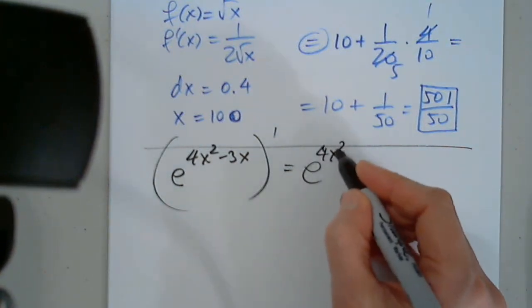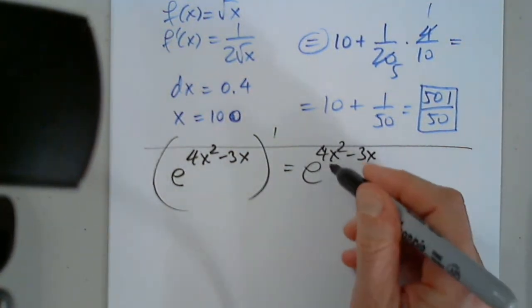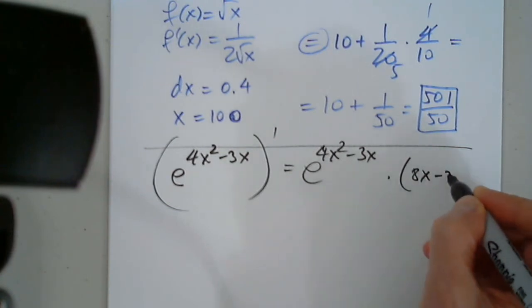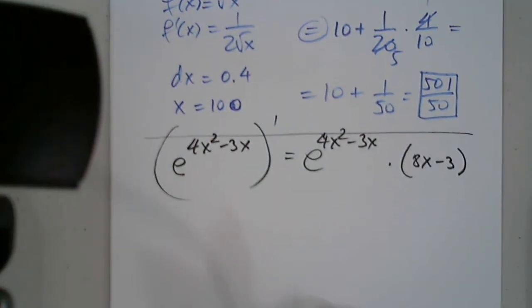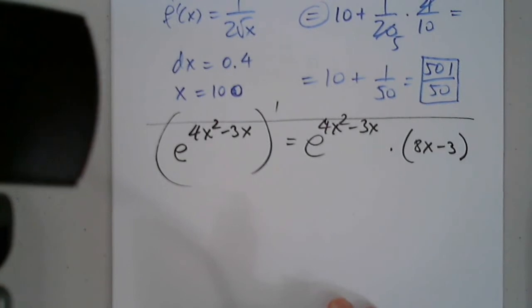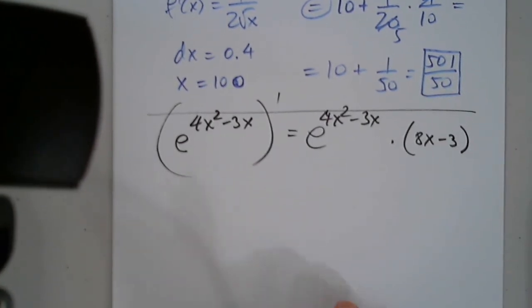...to 4x squared minus 3x times the function prime, which is 8x minus 3. Is that what you had in mind? Yeah, that looks like one of the rules, yeah.